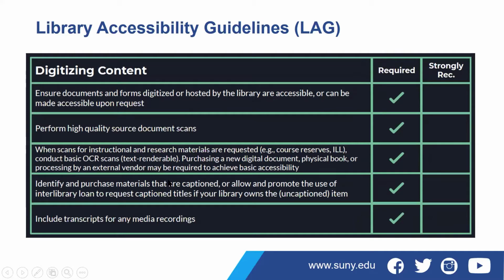When you're doing collection development, make sure that you buy things that, if you're buying a video, make sure that it's captioned. So these include transcripts for any recordings. If you've done a webinar or some kind of training on how to use the library, make sure that that's captioned. So these are the kinds of things you want to keep in mind, and these are the kinds of things you want to address in your accessibility plan.